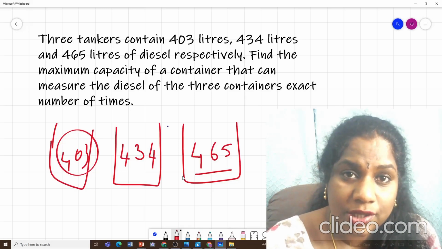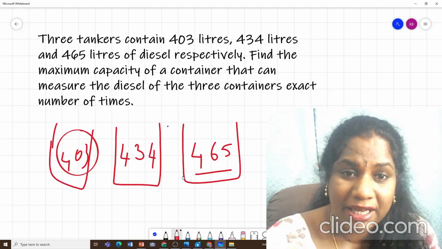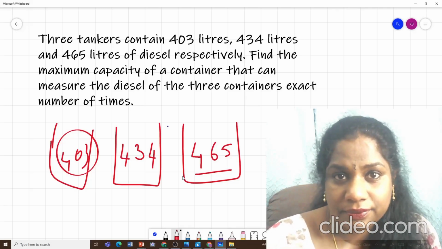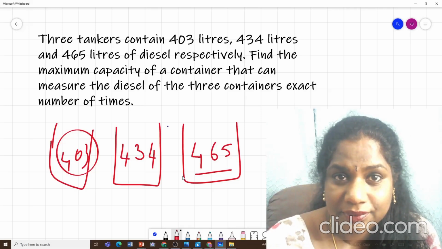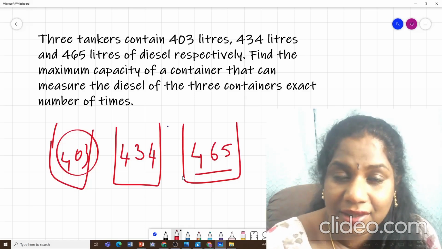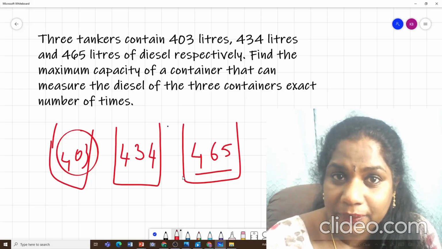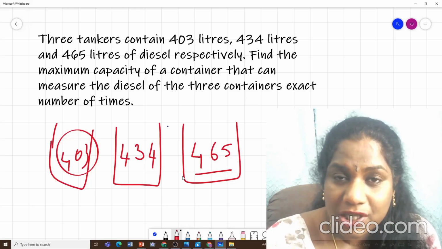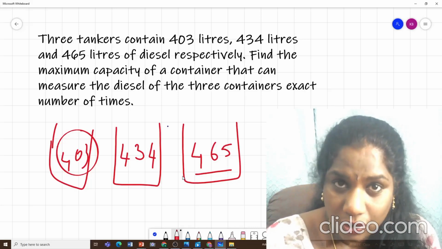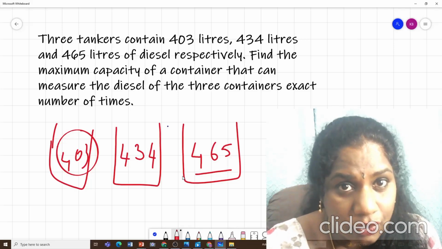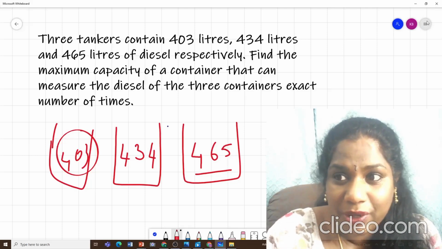So the thing which is measuring, that should be the measuring container. Should that be less than 403 or should that be greater than 403? Think. It should be less than, isn't it? So if your answer is less than the numbers given in the question, what will you find? HCF? Bingo, that's it. You will go for HCF here, because when I am measuring the diesel in 403, I need a container whose capacity is less than 403, isn't it? So I should go for HCF. Easy? Let us do one more question.